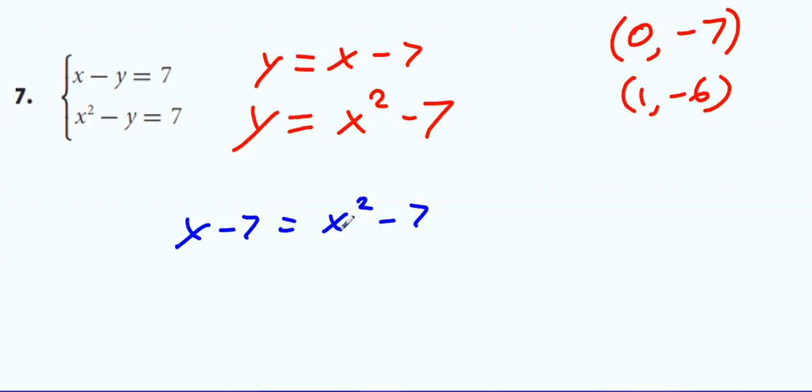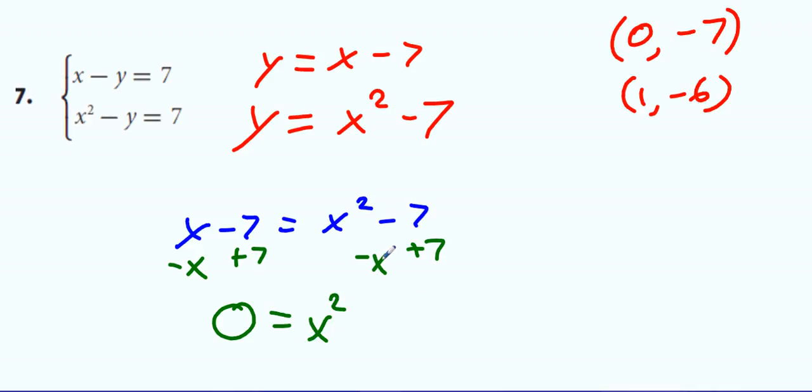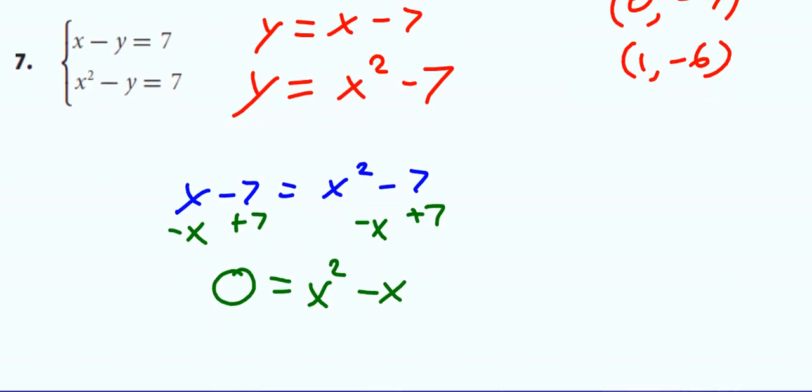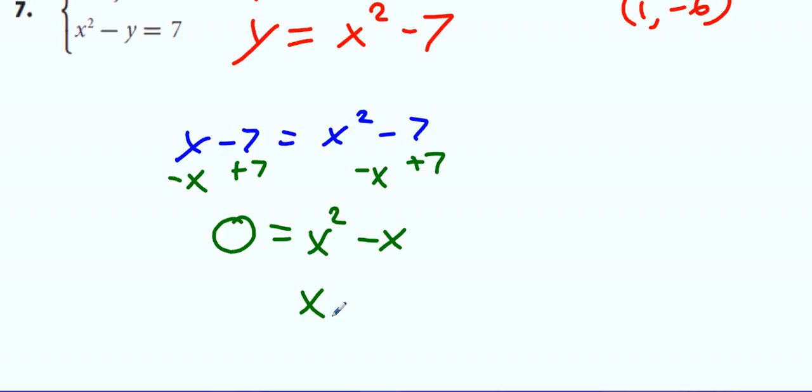This is actually pretty easy to solve because once we get everything on one side, so I'm going to move the x over, subtract the x, and add the 7. So we get 0 on one side. Then writing it in standard form, x squared goes first, then minus x, and then -7 plus 7 cancels out. That's 0. And this is obviously factorable because they both have x. So factor out the x. We have another x minus 1.